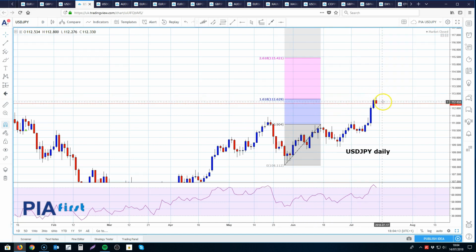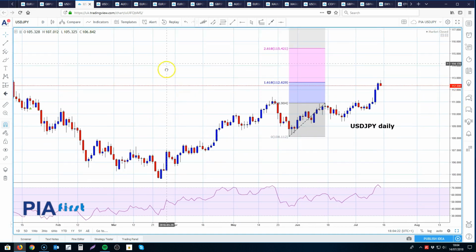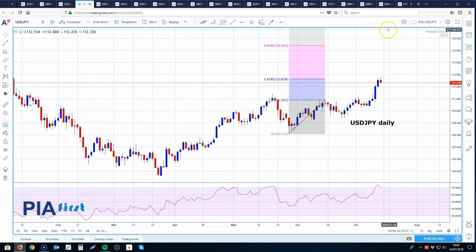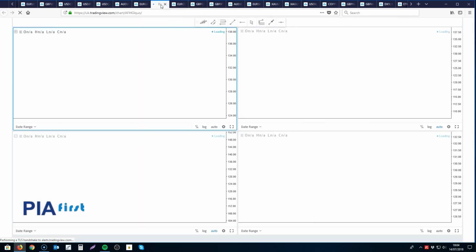The pullback on Friday could just be a mild fourth wave correction and then a push higher to complete this last fifth wave in what looks like a big ABCD corrective formation. So what I'm going to quickly do is highlight euro yen, sterling yen and Aussie yen before we go back to the FX majors.